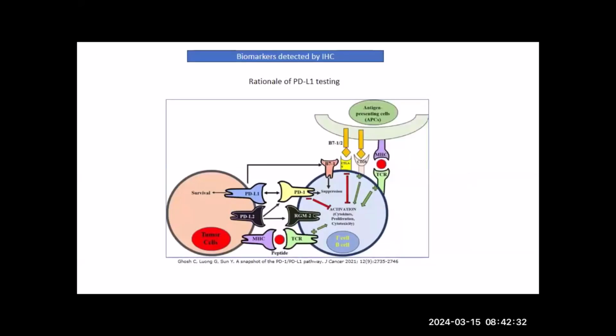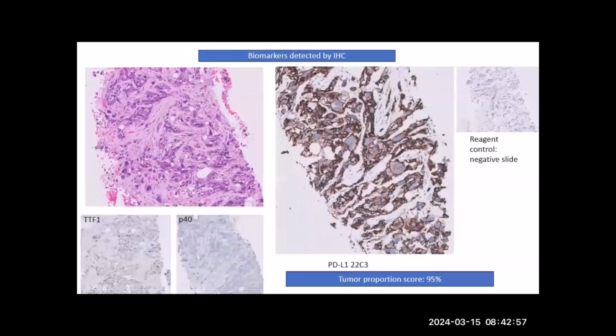Another biomarker that we test by IHC is PDL1. PDL1 is present on the tumor cells. This is a mechanism to evade the host immunity by the tumor cells. Obviously it is used to check which tumors are more responsive to immunotherapy.